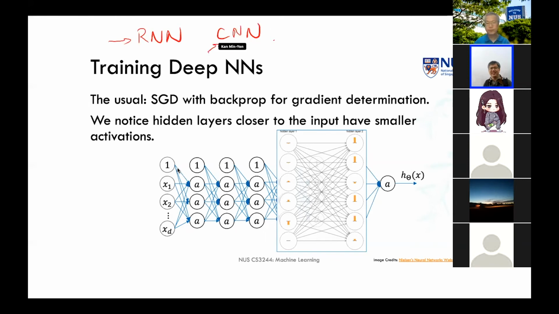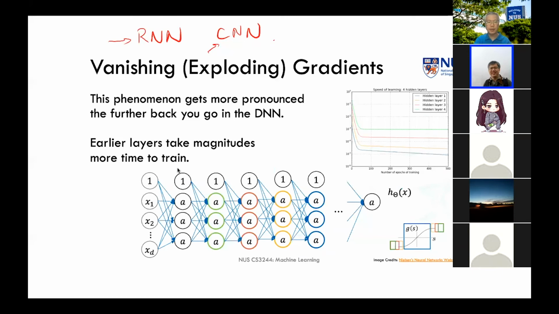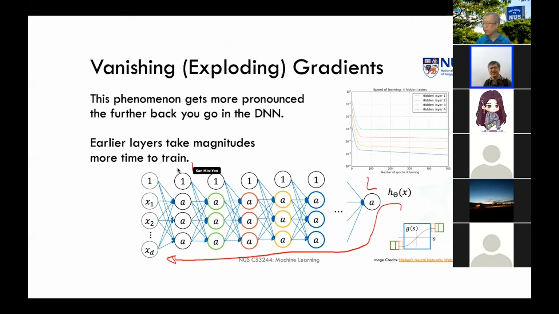Okay, there we go. So the usual way we deal with it is backpropagation. But what happens is we actually have this problem that we alluded to called vanishing or exploding gradients. And this is because when we propagate the loss from the back towards the front of the network, from the layer L all the way to layer 1, the amount of the gradient gets smaller and smaller.